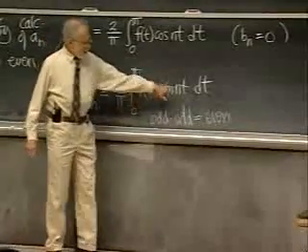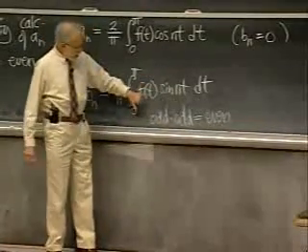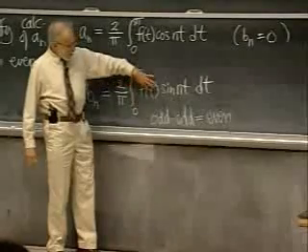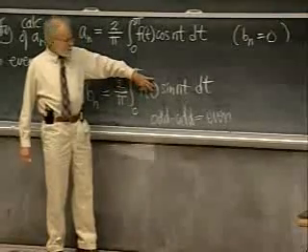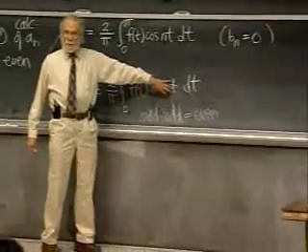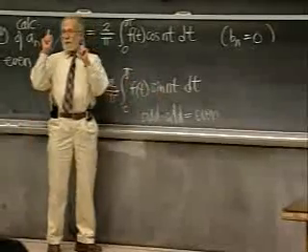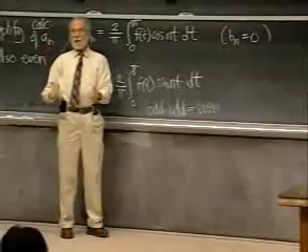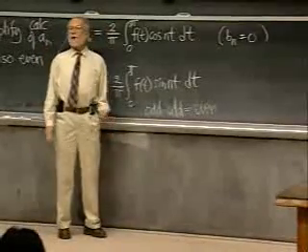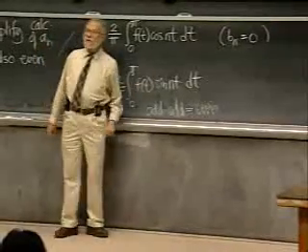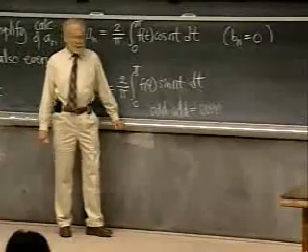Right? This is odd. That's odd. Think about it. If I change t to negative t, this multiplies by minus 1. This multiplies by minus 1. And therefore, the product multiplies by minus 1 times minus 1. In other words, it multiplies by plus 1. Nothing happens. So it stays the same.